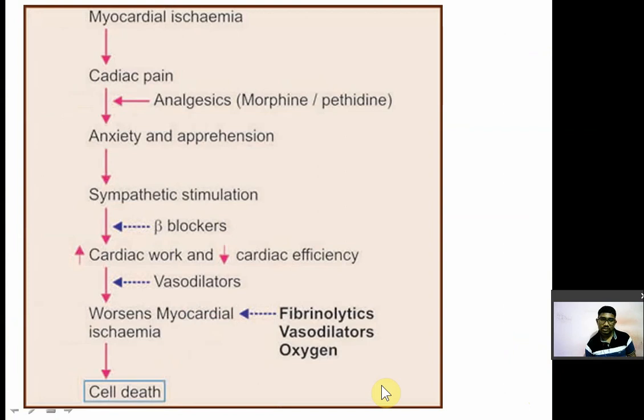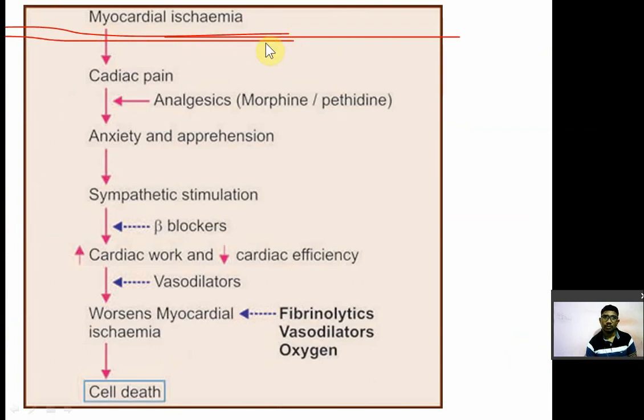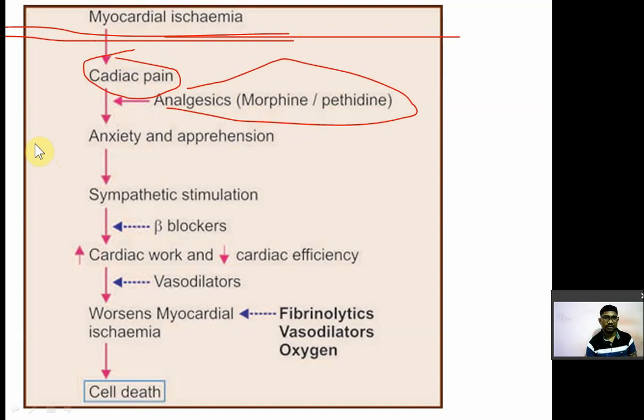Okay, you can see over here. If there is decreased blood flow to the myocardium due to occlusion of a coronary blood vessel, due to arteriosclerosis or thrombus formation, that leads to myocardial ischemia. Myocardial ischemia मतलब less blood supply, less oxygen supply to myocardial cells, which causes cardiac pain. To reduce that cardiac pain, you can use analgesics like morphine, pethidine. Because of the cardiac pain, the patient will have anxiety and apprehension. To reduce that, you can use diazepam.